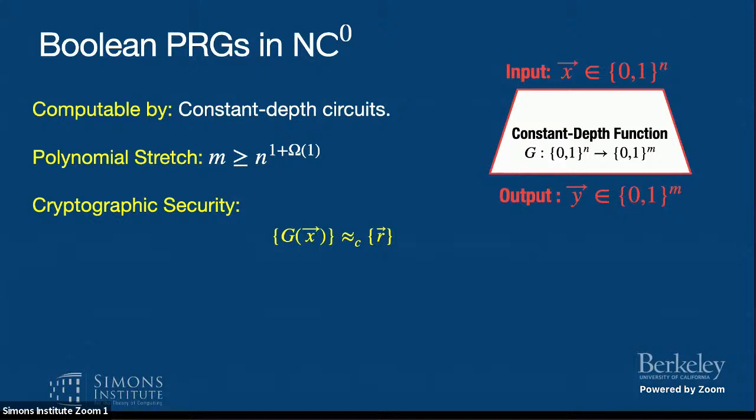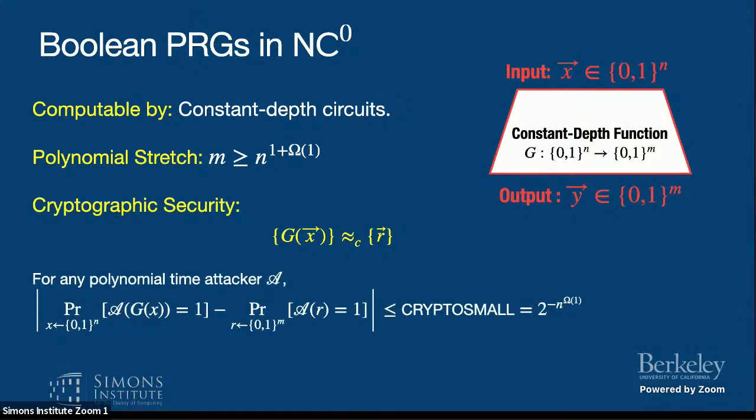What we are really looking for is cryptographic security. We want that when the PRG G is evaluated at a random input X, this should be computationally indistinguishable from a random string R of length m. Now, typically in the learning world, it's important to specify what kind of definition we are hoping for. So what we are really hoping for is that for every polynomial time attacker, the probability that the adversary takes G of X and outputs one, minus the probability that the adversary takes a random string of length m and outputs one, should be cryptographically small. And by cryptographically small, I mean extremely small, sub-exponential in n, so 2 to the minus n to the power of some constant.